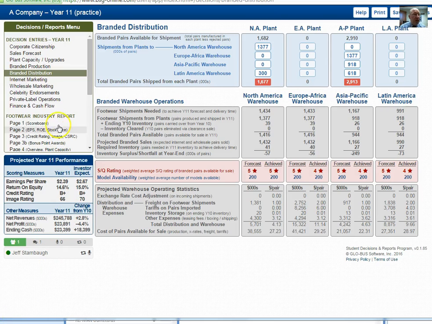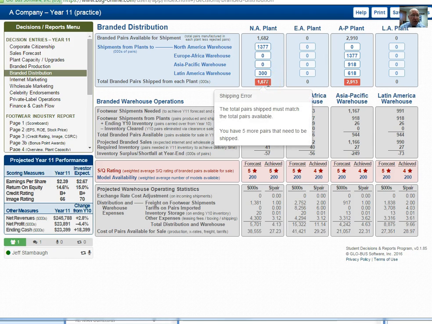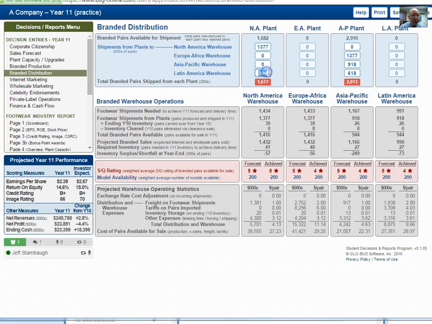Now that I've made the shoes, I want to tell them where to go. So I'm on the branded distribution tab. You can see coming out of the North America plan, I have this many shoes, and I have them allocated to go to these locations. You notice the red box. Usually when you see a red box, that means dummy. Hey, dummy, you've got 5 more pairs that need to be shipped. So I can make that 305, and it goes away.